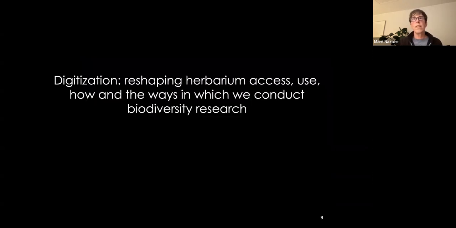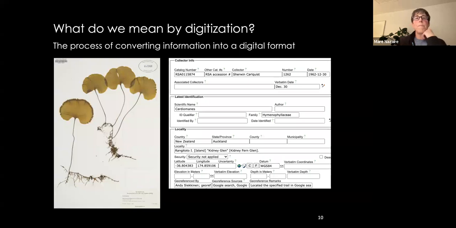Over the years, digitization of natural history collections, and herbarium specimens in particular in this talk, really has been changing the way that we use herbaria and how we conduct biodiversity research. So what do I mean when I say digitization? Essentially, that is the process of converting information into a digital format. This would include all the data from when a specimen was collected, including the specimen itself, and any content that's generated during the history of a specimen, and putting that into a digital format.